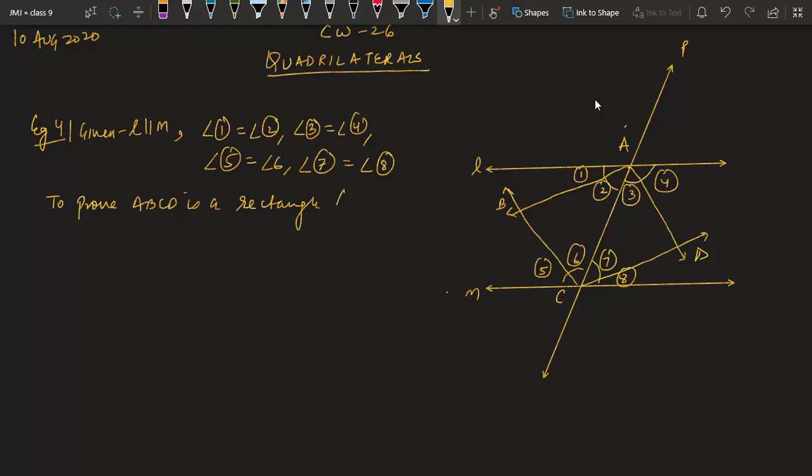So indirectly we have to prove two things: that ABCD is a parallelogram, and that one angle is equal to 90 degrees. If we prove these two things, our question is done. Now let's see how to start.